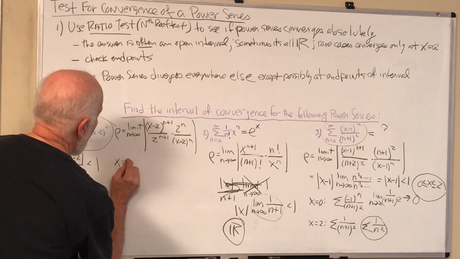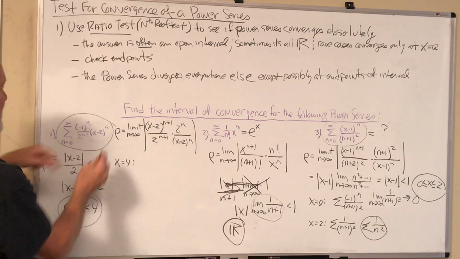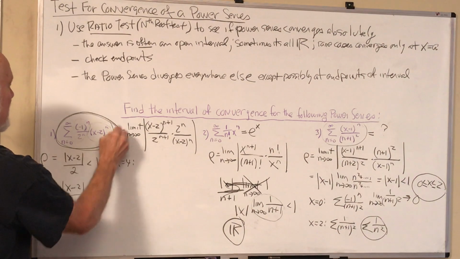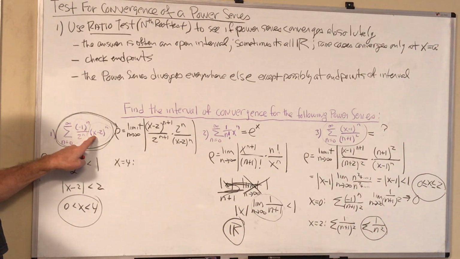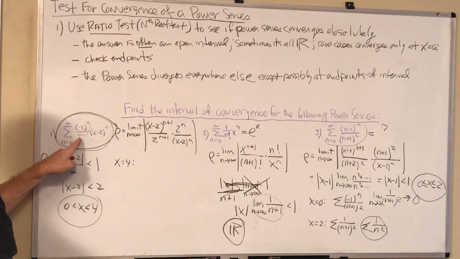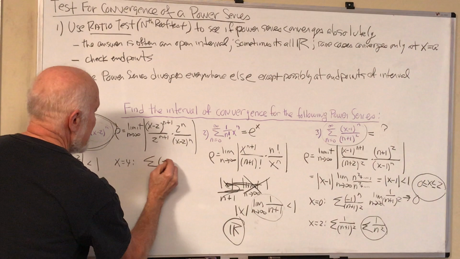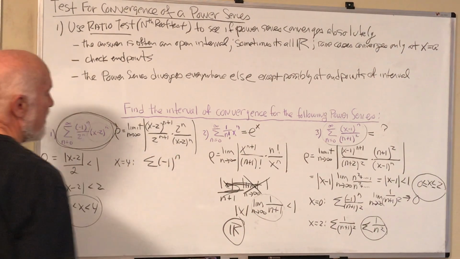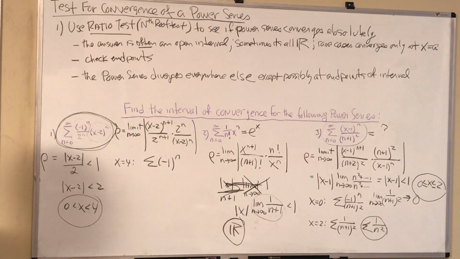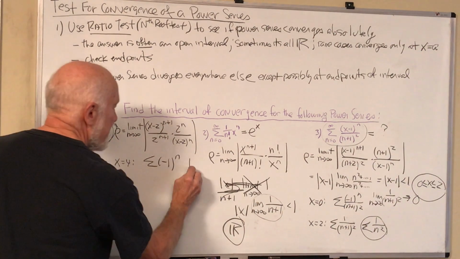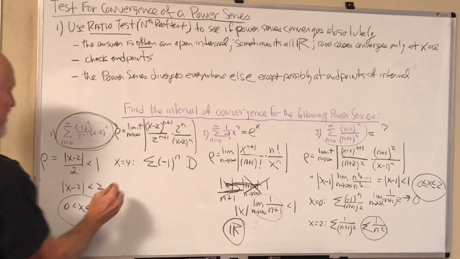I'm going to try at 4 first. What does this series become when x equals 4? Well, 4 minus 2 is 2 to the n over 2 to the n. They cancel out, and you just get negative 1 to the n power. So you get negative 1 plus 1, negative 1 plus 1. The terms themselves do not go to 0. So by the alternating series test, this one diverges.